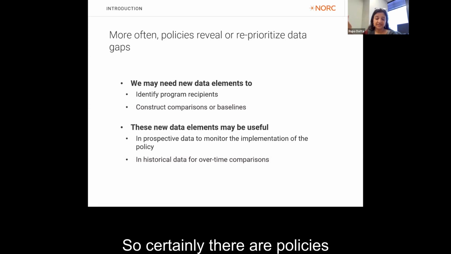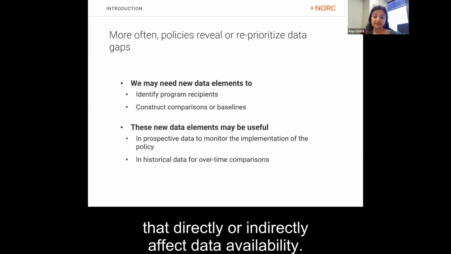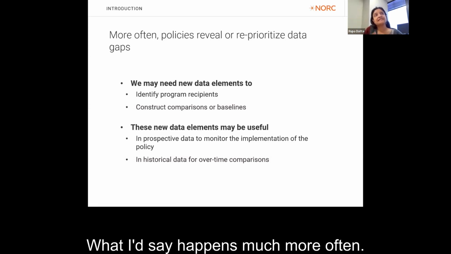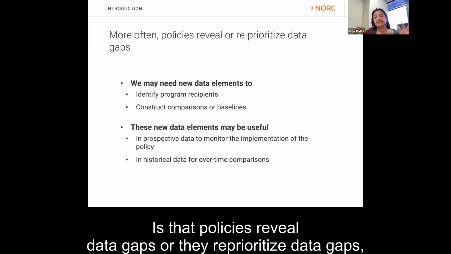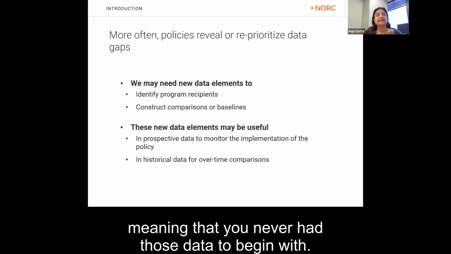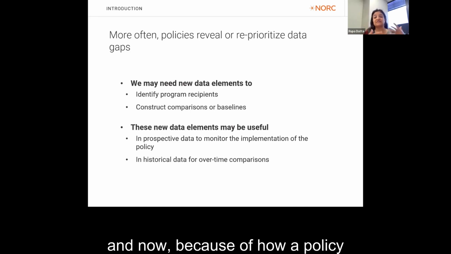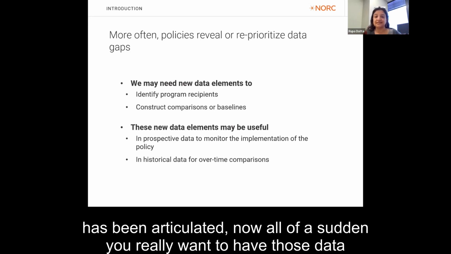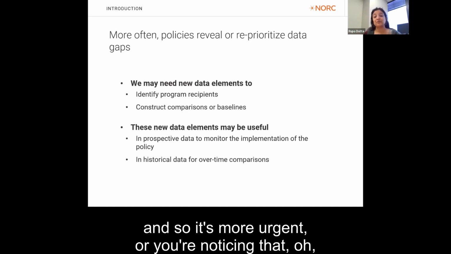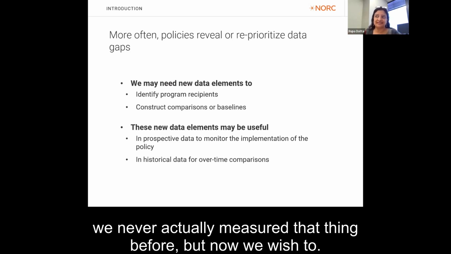So certainly there are policies that directly or indirectly affect data availability. What I'd say happens much more often is that policies reveal data gaps or they reprioritize data gaps, meaning that you never had those data to begin with, but nobody needed them before. And now, because of how a policy has been articulated, all of a sudden you really want to have those data. And so it's more urgent, or you're noticing that, oh, we never actually measured that thing before, but now we wish to.